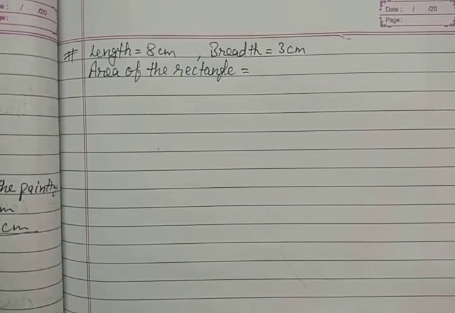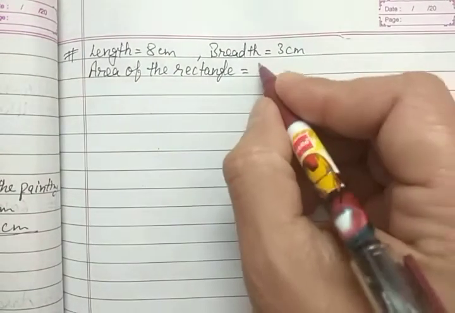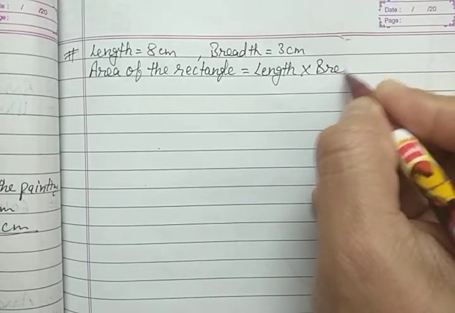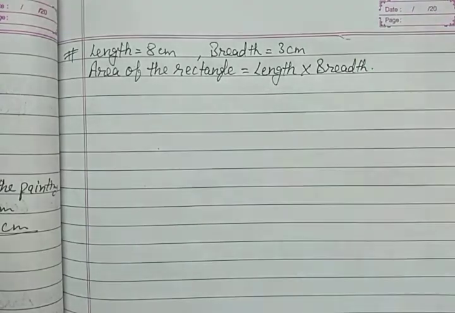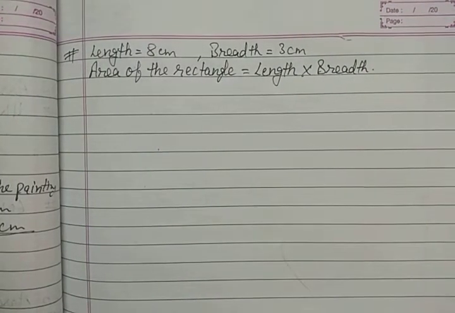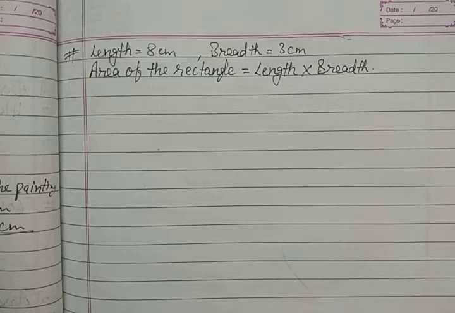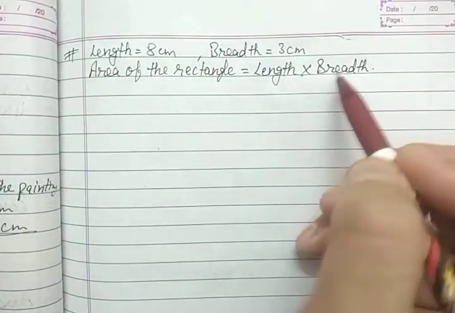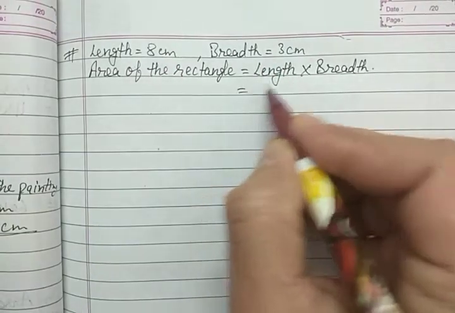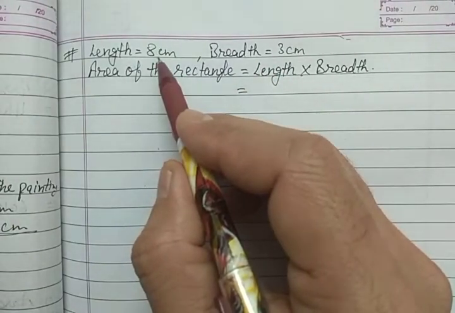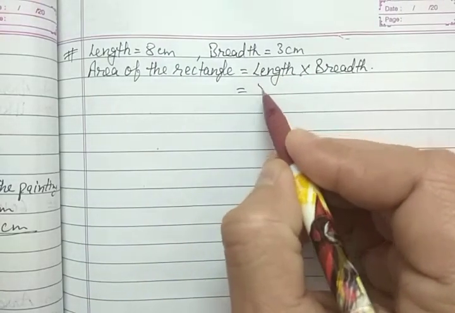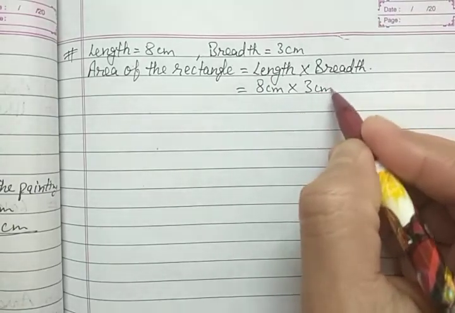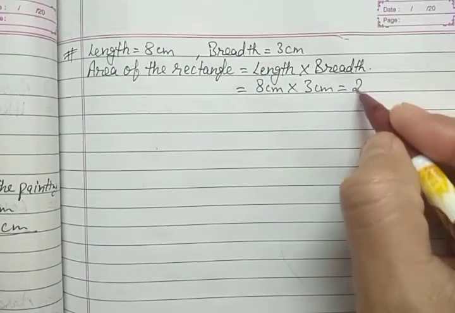So we know the formula, that is length multiplied by breadth. So length multiplied by breadth is the formula to find the area of a rectangle. So what we have to do? We have to put the values of length and breadth which are given. So what is the value of length? That is 8 centimeter. So in place of length, what will we write? 8 centimeter multiplied by breadth is 3 centimeter. 8 3s are 24.